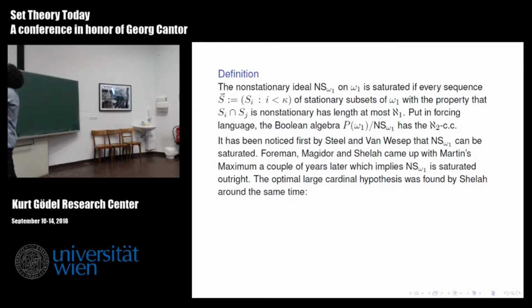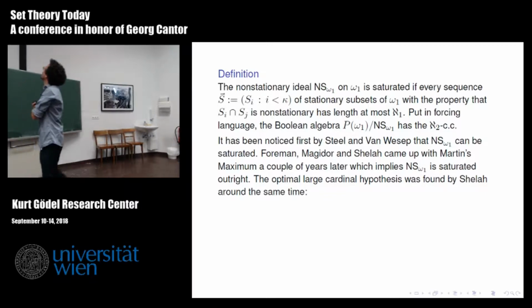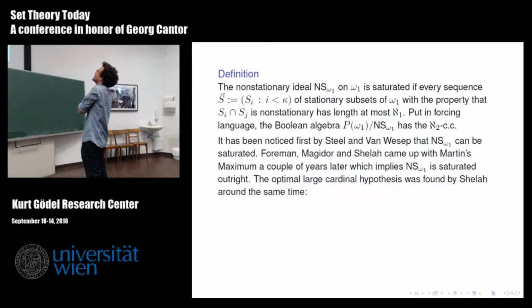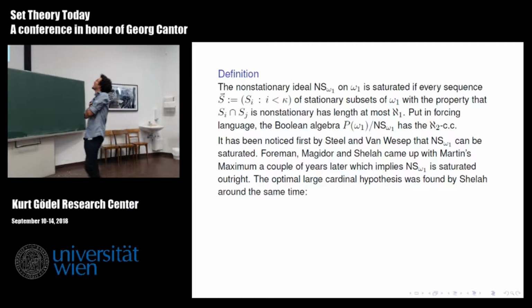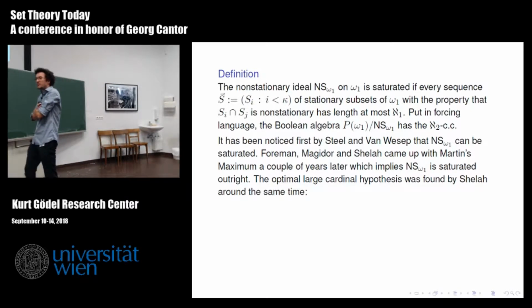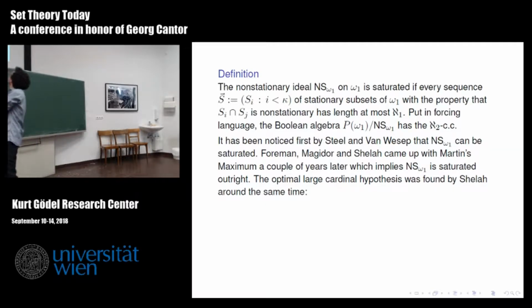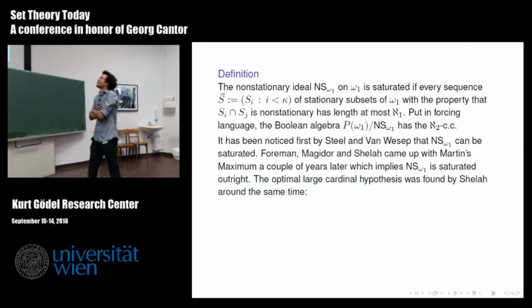And what's interesting about it is that normal ideals on regular cardinals behave differently on omega 1, and the non-stationary ideal is the crown example for that. So it was first noticed by Steel and Van Wesep that the non-stationary ideal can be saturated, as opposed to kappa being bigger than aleph 1. Then the Martin's Maximum revolution came by Foreman, Magidor, and Shelah. Martin's Maximum implies outright that the non-stationary ideal is aleph 2 saturated. But Martin's Maximum, of course, needs a supercompact.